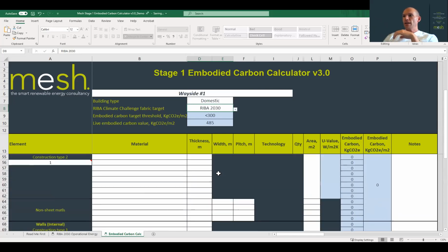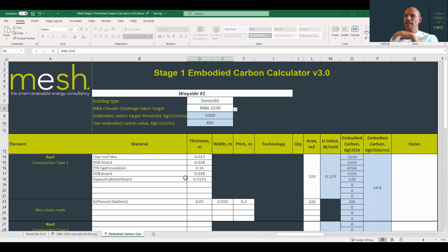So really, in a nutshell, that is the calculator and what it can do for you. It can be used for domestic and commercial. You can compare 3 different building types. You can call them whatever you want. You can play around to your heart's content, and you get immediate feedback on how your different material choices compare to the targets. I think for the moment, that's enough of an intro.